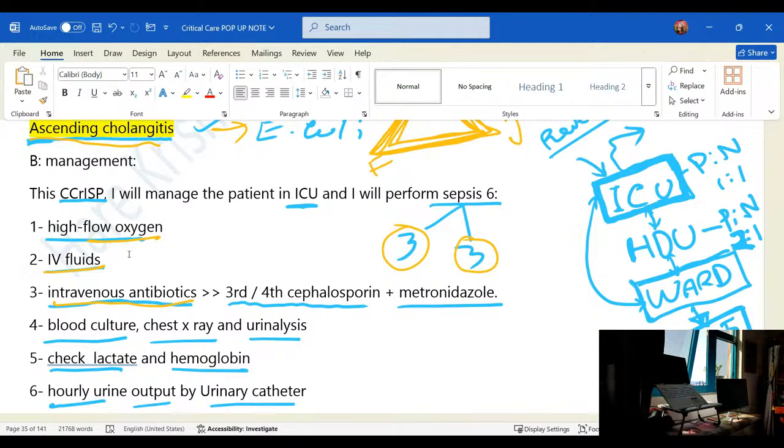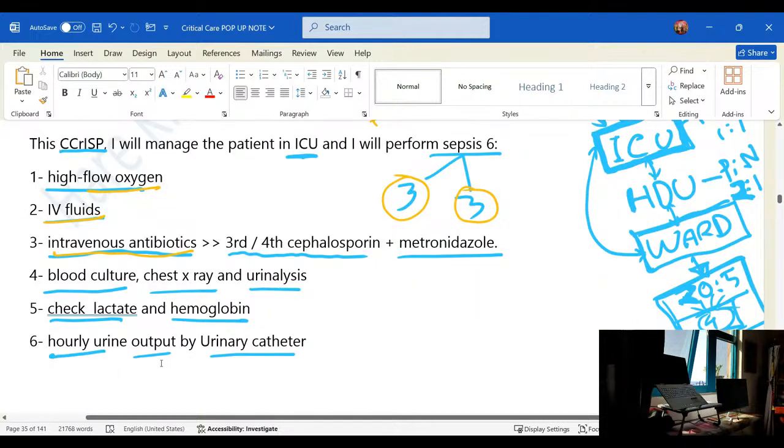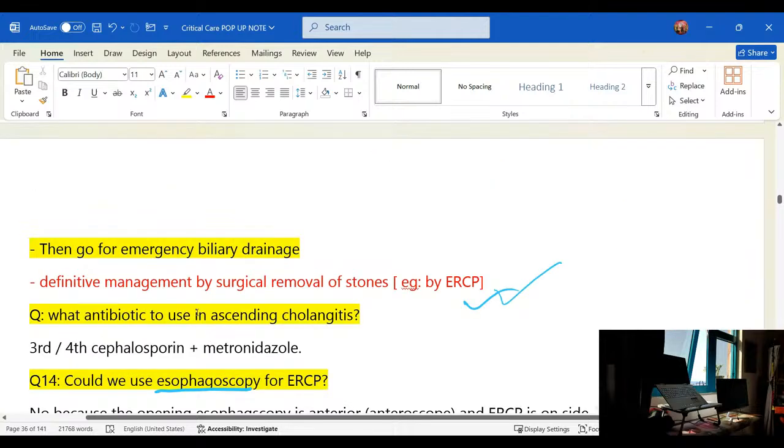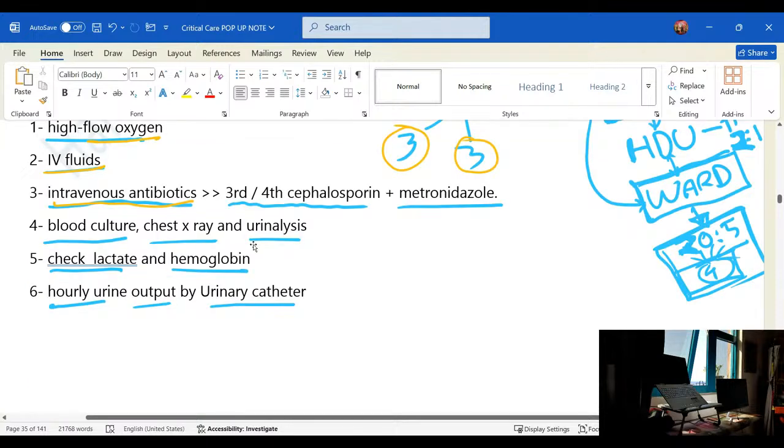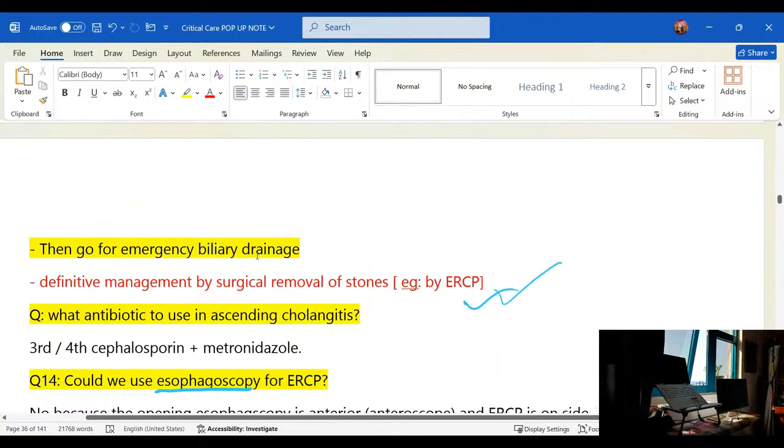And here, in ascending cholangitis, we directly start third or fourth generation cephalosporin with metronidazole, and we will send for blood culture, chest X-ray, and urine analysis, check lactate and hemoglobin, and hourly urine output by urinary catheter. And then go for emergency biliary drainage because it is obstructive. If we don't drain, it will collect and cause more problems. Definitive management is surgical removal of the stone by ERCP.